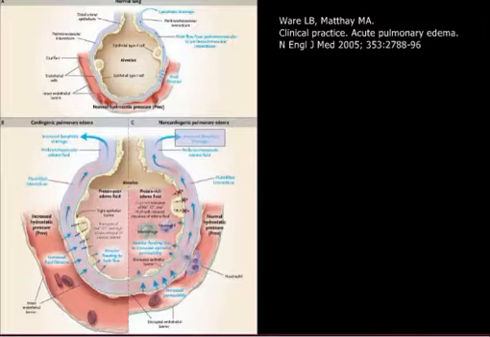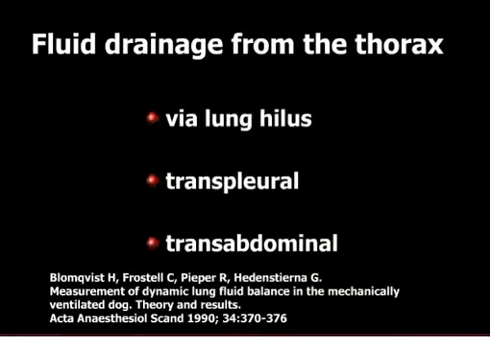However, one of the most important things is up here, increased lymphatic drainage. So lymphatic drainage is the way the lungs can get rid of extra water. And there are 3 ways the lungs can get rid of water: via the lung hilus, via the pleural space, or via the abdomen. And be aware, and that's just my last idea of why it's important to discuss intra-abdominal pressure, one of the routes is the intra-abdominal pressure.